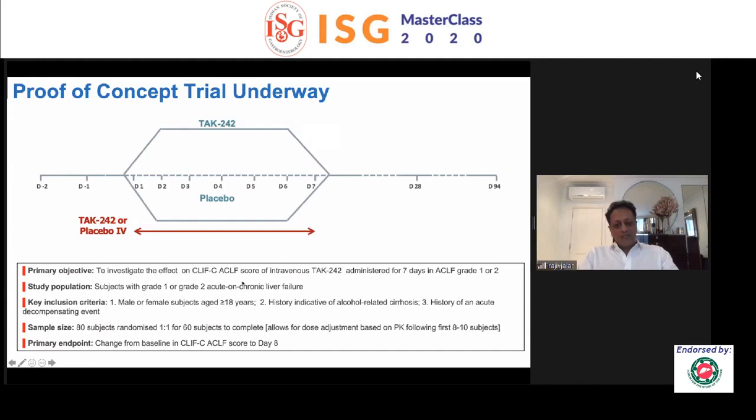The primary endpoint, as you can see here, is the CLIF-C ACLF score. We're including patients with grade 1 or grade 2 ACLF. It is now converting clinical description and pathobiology into a clinical trial, which, as I said, will be starting very soon. The primary endpoint is a change in the CLIF-C ACLF score.